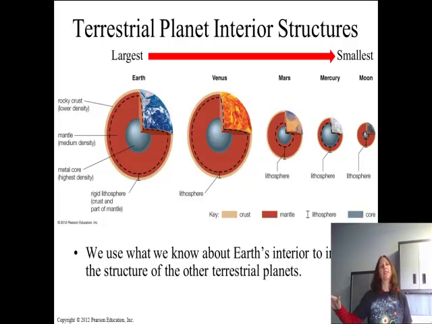So I mentioned we're going to compare the other planets to Earth. Lined up from largest to smallest, and we're going to include Earth's moon down there because it's almost the size of Mercury, we have Earth, Venus, and then smaller than Earth and Venus is Mars. Smaller than Mars is Mercury, and then the moon.